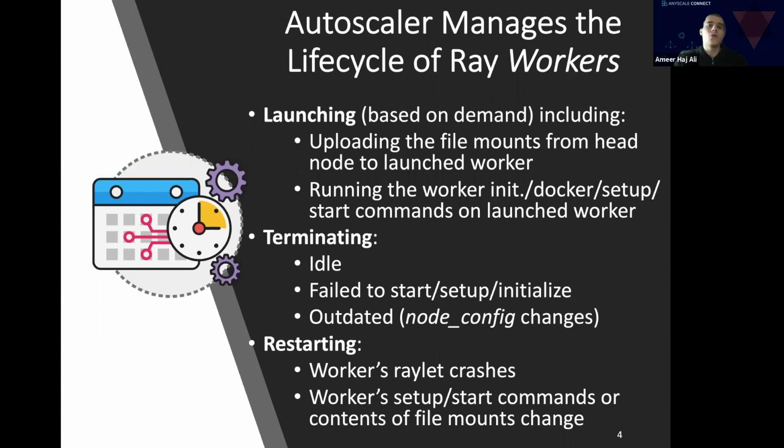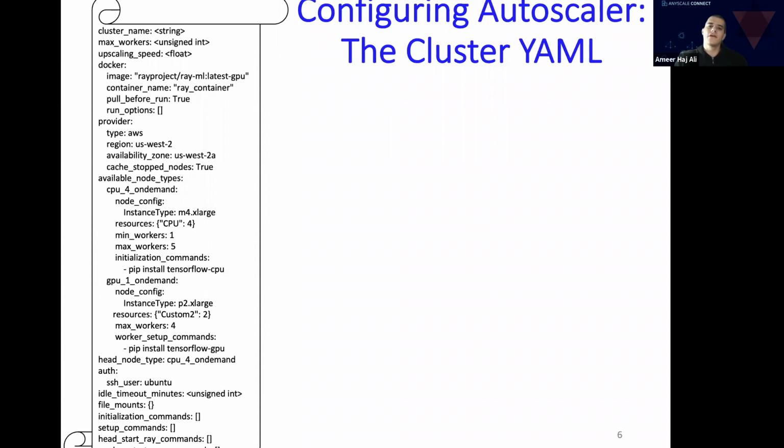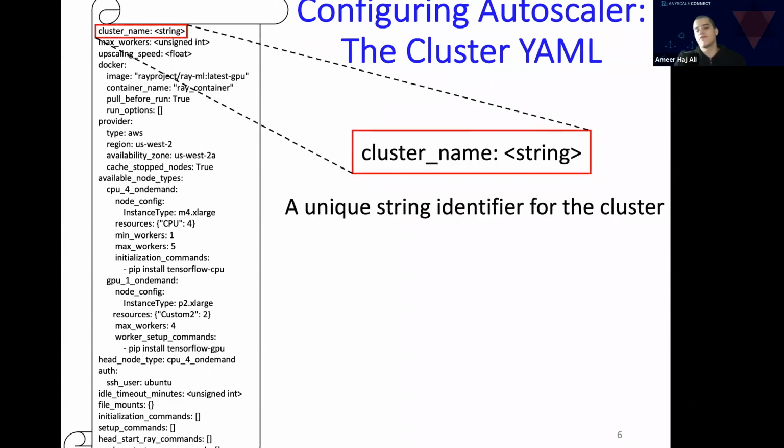Let's take a deeper look at how you configure Autoscaler. The configuration of Autoscaler is mainly through the cluster YAML, which I assume some of you are familiar with. I want to go briefly over what all these fields are doing. The cluster name is a unique identifier for the cluster. It's basically an ID for your cluster. So somebody else who has the same name and is using the same cloud credentials or the same account that you both share will be able to access this cluster if they give the same cluster name.